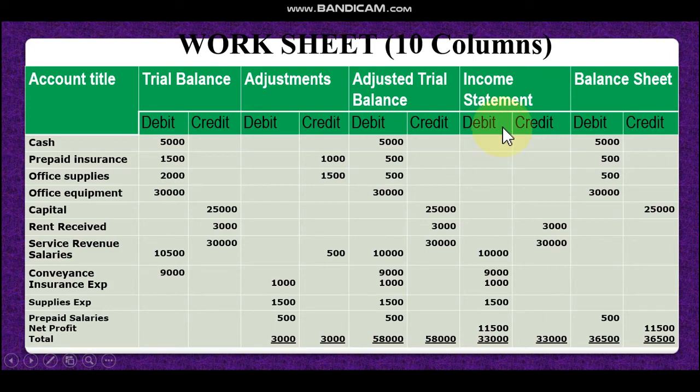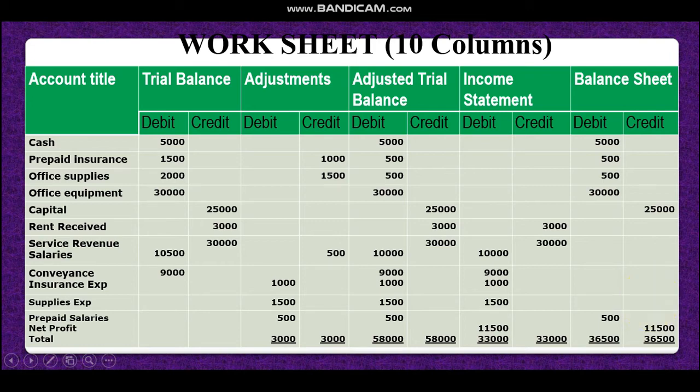Dear student, lastly, look at the debit side: we have to add expenses, then add income. Income is 30,000 and expenses are 21,500. That means 11,500 is our net profit. So net profit will be on the credit side of the income statement and the balance sheet. Then these two items total 36,500 and the total of assets is also 36,500. That means assets equal liabilities plus equities. Dear student, I hope all understand.